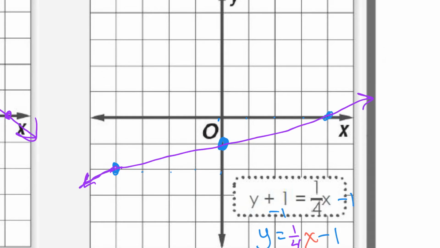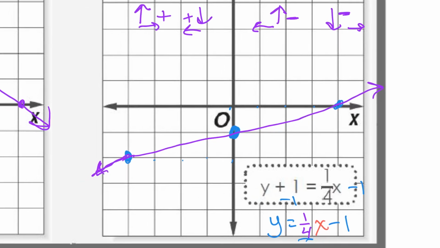Okay, remember when we're graphing, you can go up and over, and that's positive. You can go down and to the left, which is also positive. And over here, you can do up and to the left, and that's a negative slope, or you can go down and to the right, and that's also a negative slope. So remember your directions when you're graphing your lines.